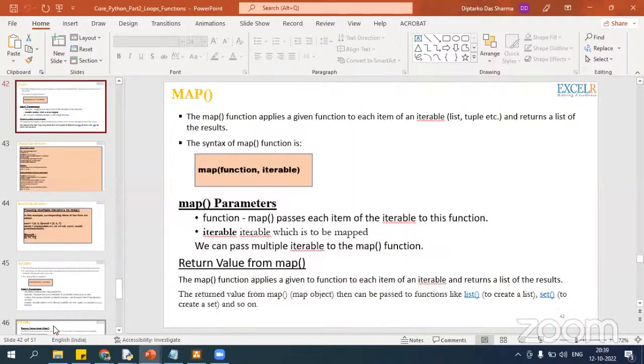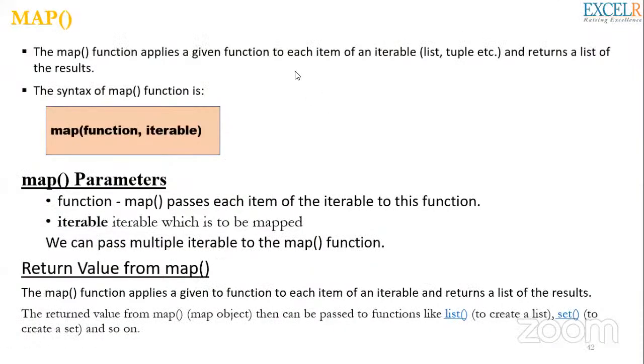Map means basically what it does. The map function, let me show the screen now, full screen, applies a given function to each item of an iterable and returns a list of the results. The syntax is map(function, iterable). The map passes each item of the iterable to this function. And iterable is basically something which you can loop through, maybe a list, maybe a dictionary, maybe a tuple.